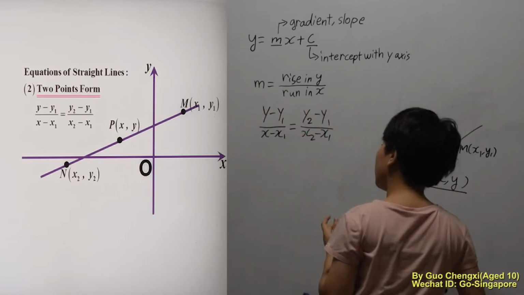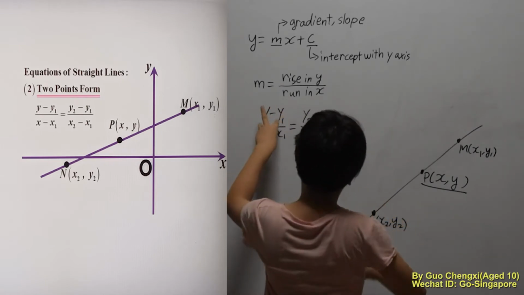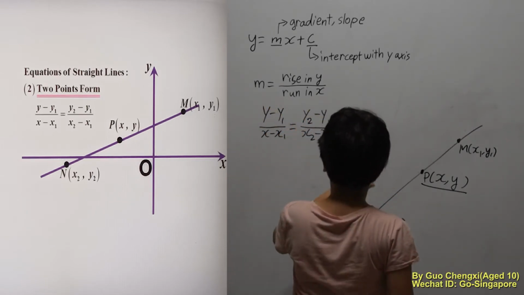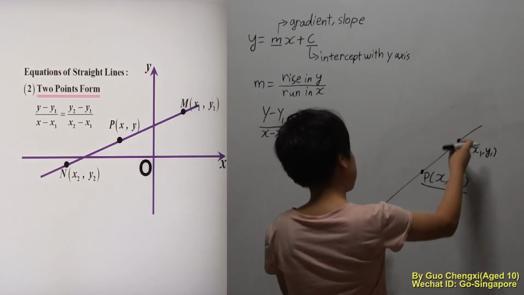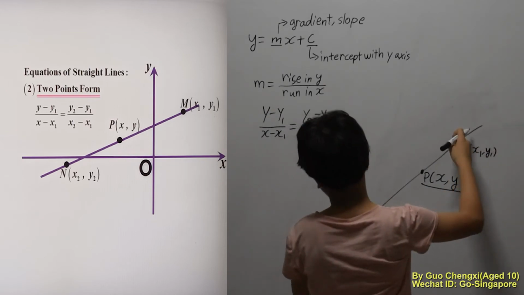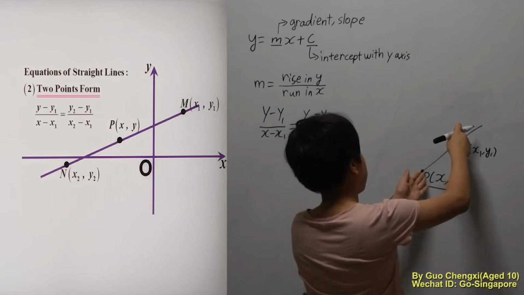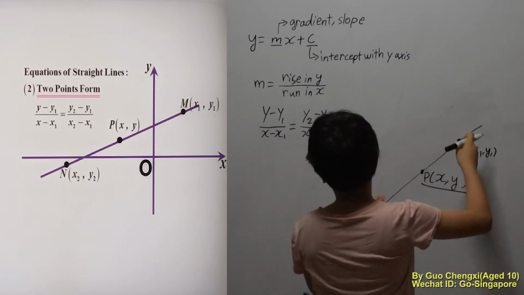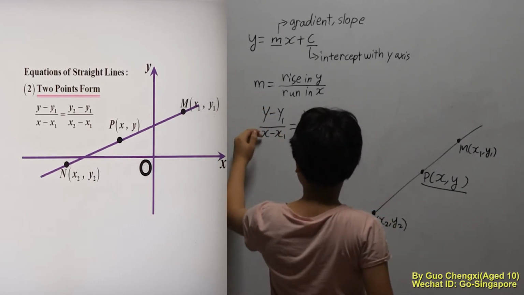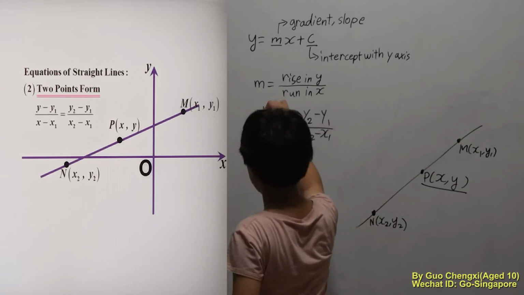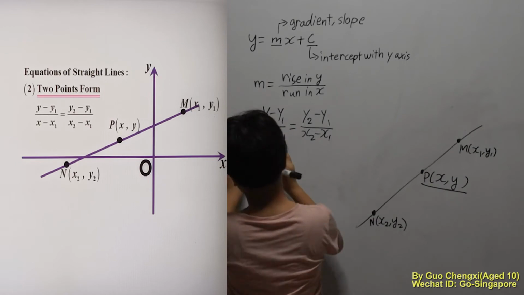Since it's over, the ratio is actually the same. So no matter which two points you use, either this one or this one, they'll be equal when you put the rise in y over the run in x. Okay, so this is basically the m, okay? Let me just change it.